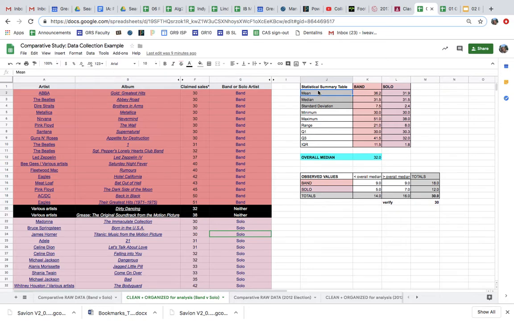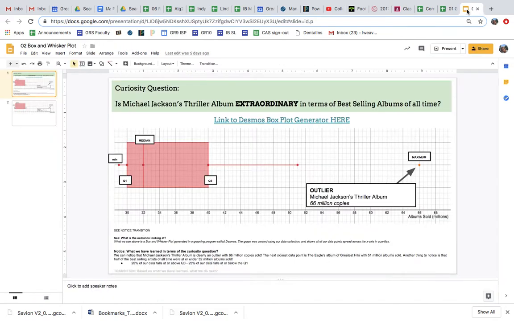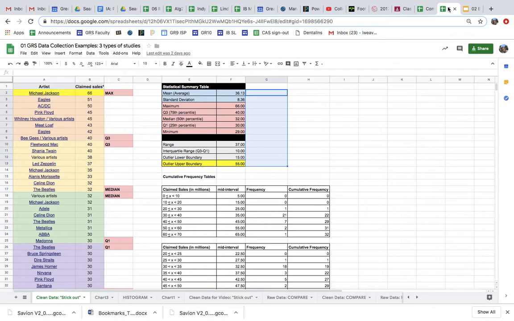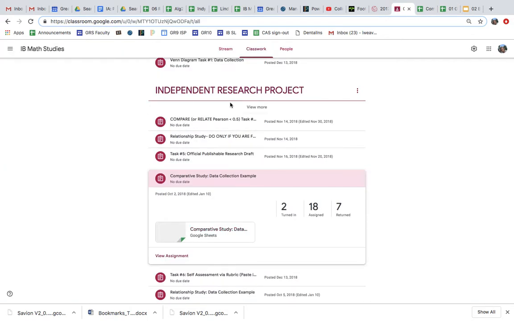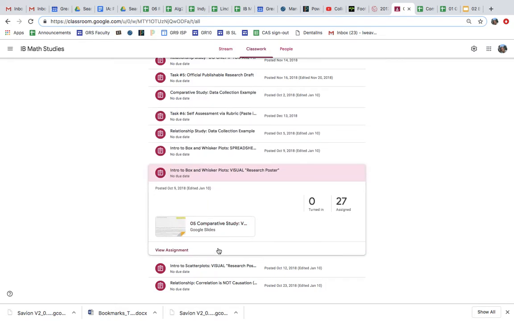We want your statistical summary table. This is an IB Math Studies one. It's a little different than yours. You should do the one that you did for your stickout study. Your final statistical summary table should look exactly like this, except you'll have another category here, category 1 and category 2. Then we'll be able to make comparisons between them. We'd also want to produce a box and whisker plot for category 1 versus category 2. And that will look like a comparative box and whisker plot.